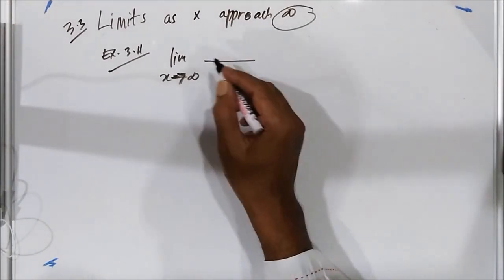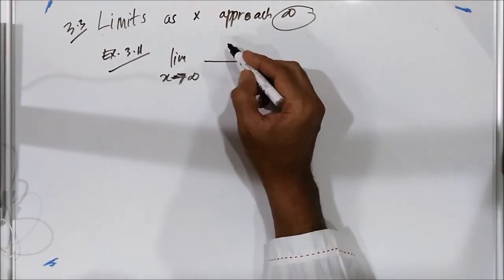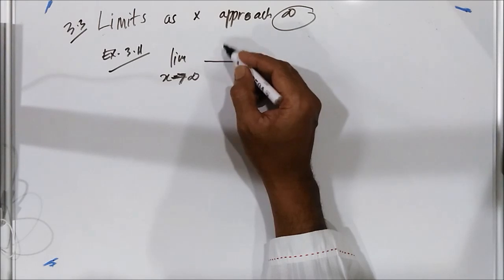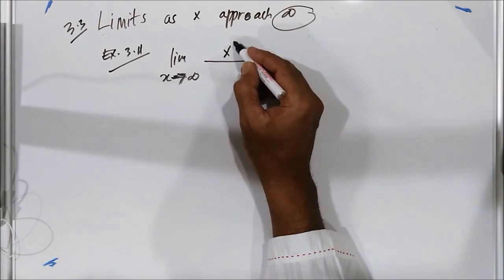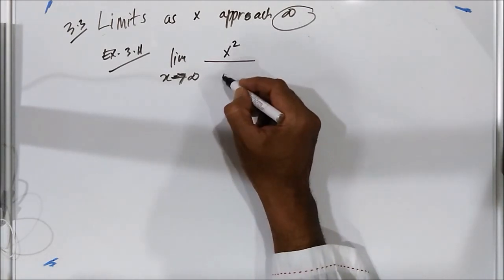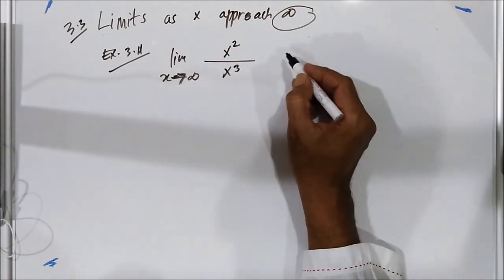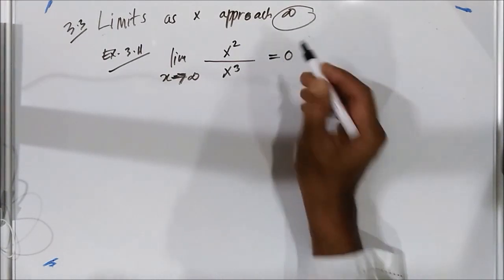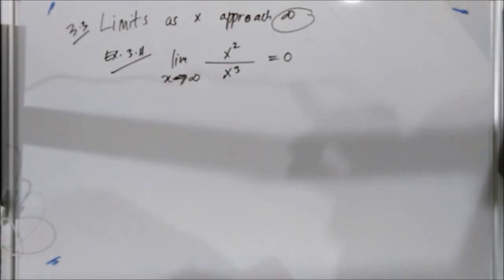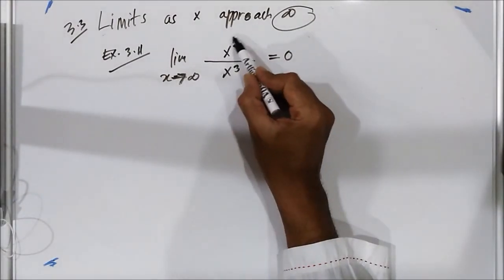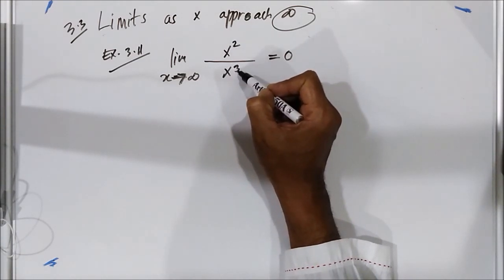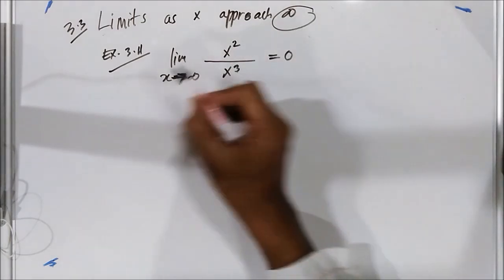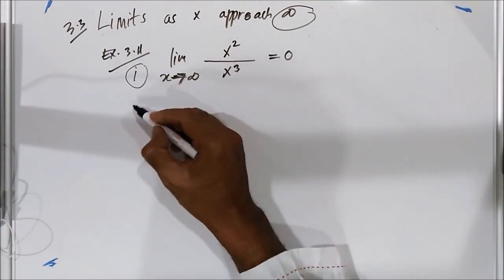Now, if I have here my ratio, let's say I have x raised 2 over x raised 3, this will give me the answer of 0. In other words, if the power in the numerator is lower than the power in the denominator, so these are 2 and this is 3, the answer will be 0. This is rule number 1.